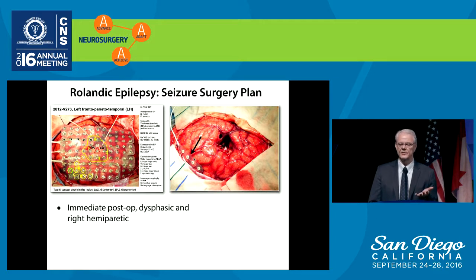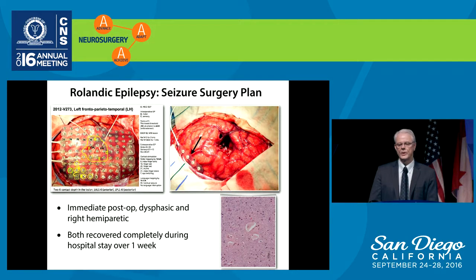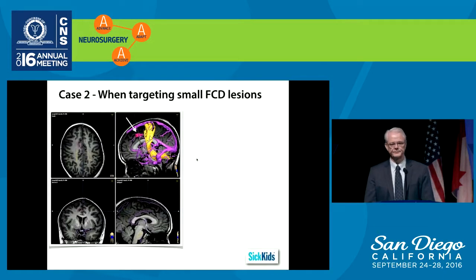But interestingly, even though everything was fine during surgery, this child was immediately dysphasic and had a right hemiparesis. Thankfully, that all improved within a week, and the best news was this was an example of cortical dysplasia with the balloon cells that you can see there in the neuropathology.